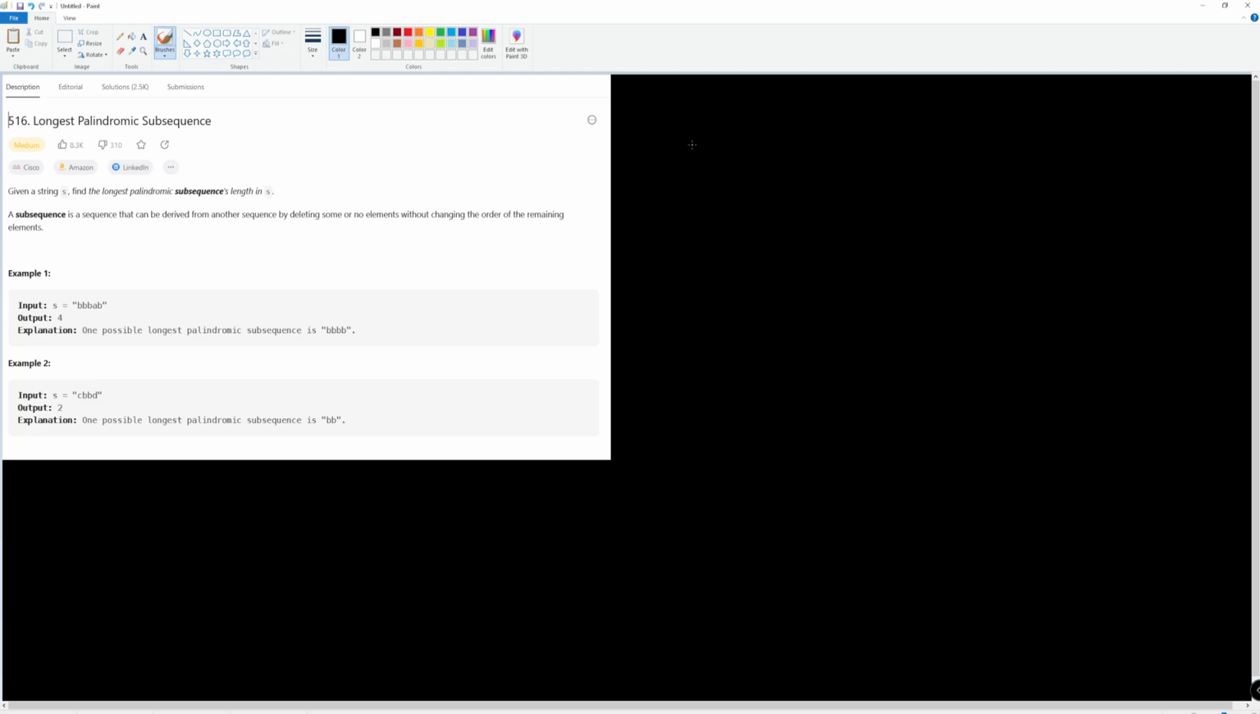Let's just do this. So if we have this, the longest palindromic substring has to be continuous. So it would have to be this. And so let's think of how we would do that first. So let's say this problem was the longest palindromic substring instead of subsequence. Let's think of how we would do this.